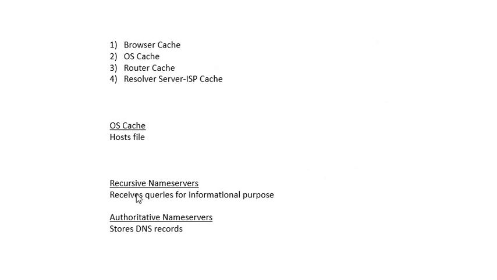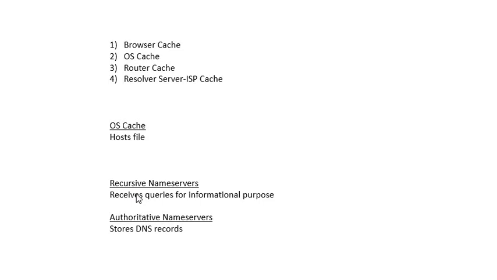So basically these steps are followed when you open any website in the browser. Here you need to understand the recursive name server and authoritative name servers also. The authoritative name server is the server that stores DNS records like A record, CNAME, MX record, TXT record, and responds to queries for the locally stored DNS zone file. There is a zone file where these records are stored.